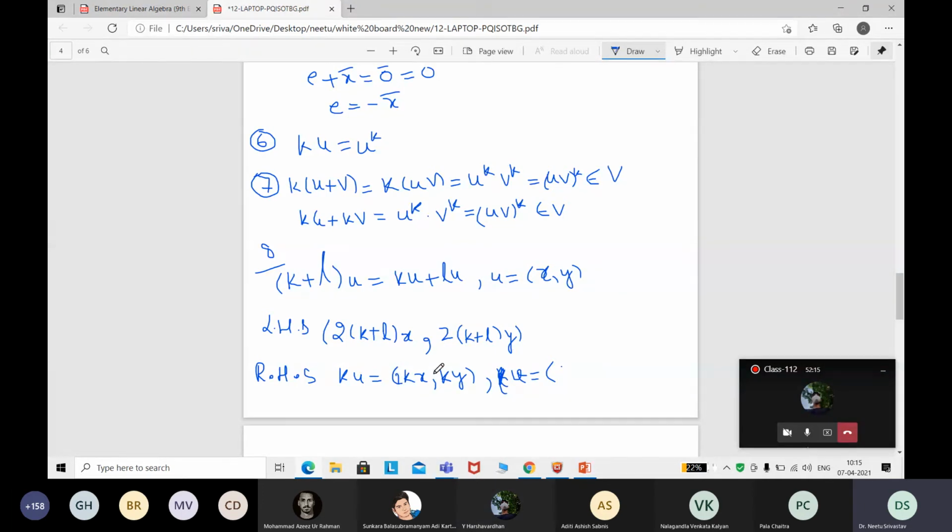Here also 2 will come and here also 2 will come. Add these two vectors, 2LX comma 2LY. You'll get the same. Correct.